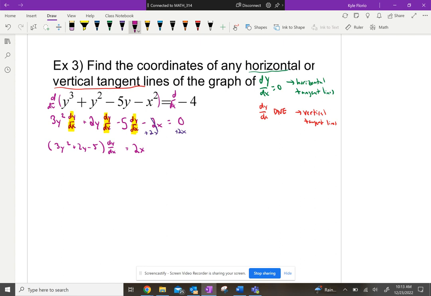If I want to find dy/dx, I just have to divide both sides by that piece, and I'm done with the derivative piece. So those cancel out. So now I found the derivative. So phase 1 complete.